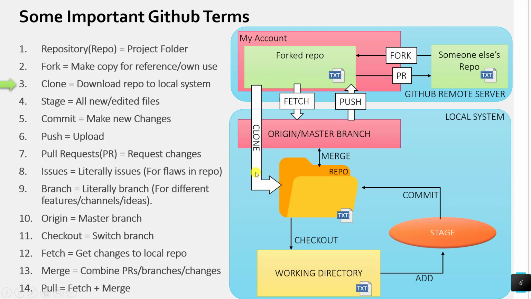Then for example, you have cloned the repository and you want to make some changes. For example, this is your working directory and you added a new text file. So how will you commit these changes, meaning make these changes permanent, and push it to your account?